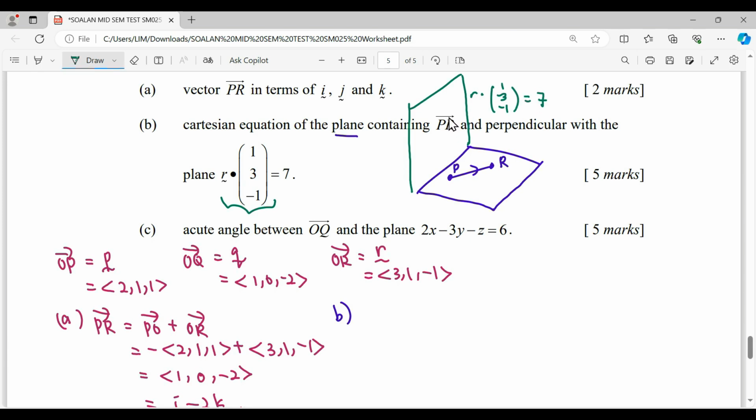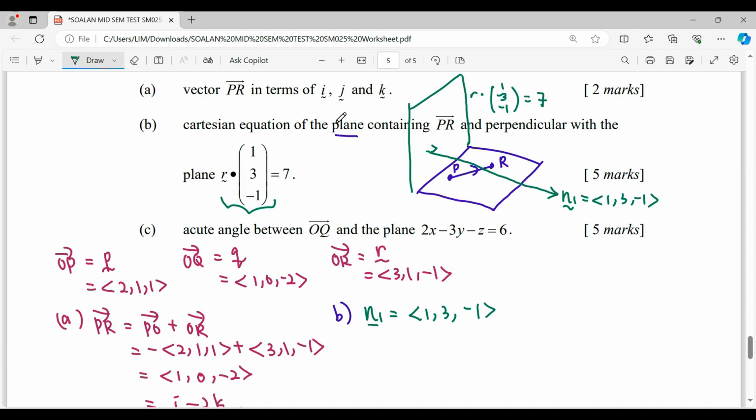So from this plane equation, we can take out the normal. The normal of this plane equation will be (1, 3, negative 1). So where is the normal for this plane? It will come out perpendicularly from this surface, from this plane. So here will be our normal vector, which is (1, 3, negative 1). This is the information hidden in this plane equation.